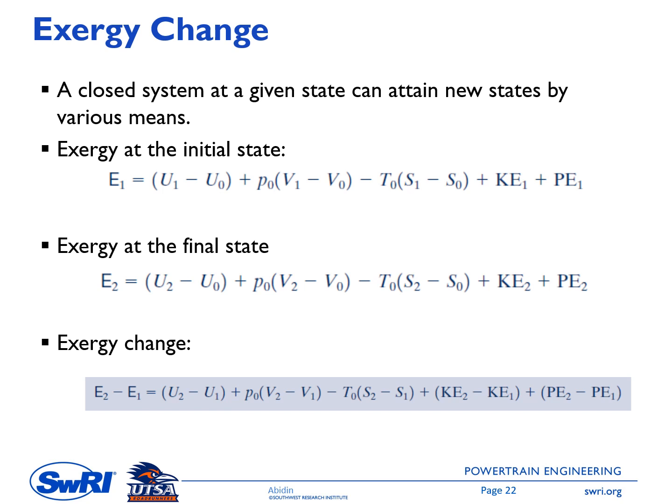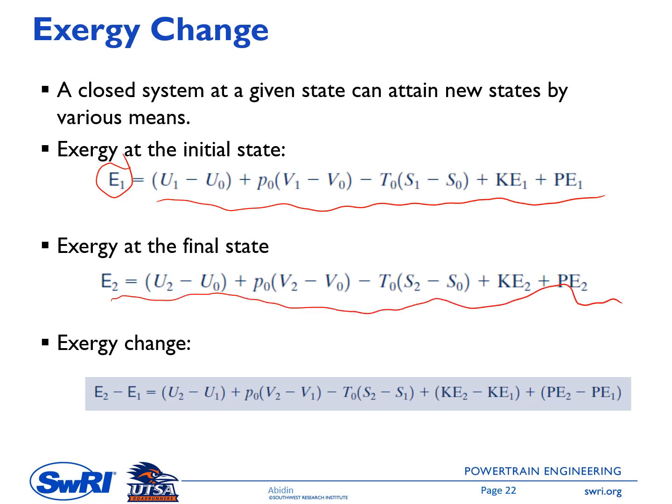For example, the system at the initial state, say state 1. At this initial state, the system has exergy of E1, so E1 equals this, the same as the previous formula, the exergy at a certain state. Here we call this the initial state. And then the exergy at the final state, for example state 2, can be formulated the same way. We just replace the subscript 1 with 2.